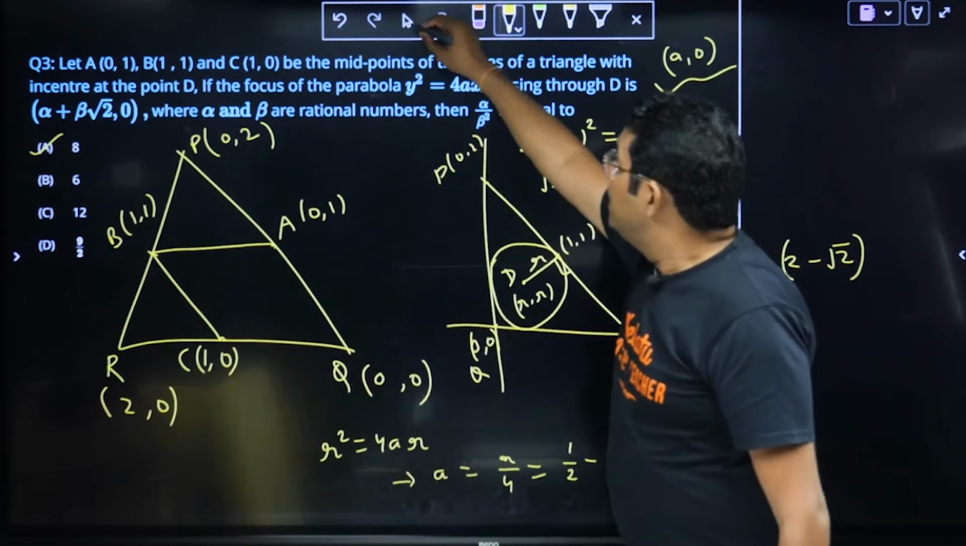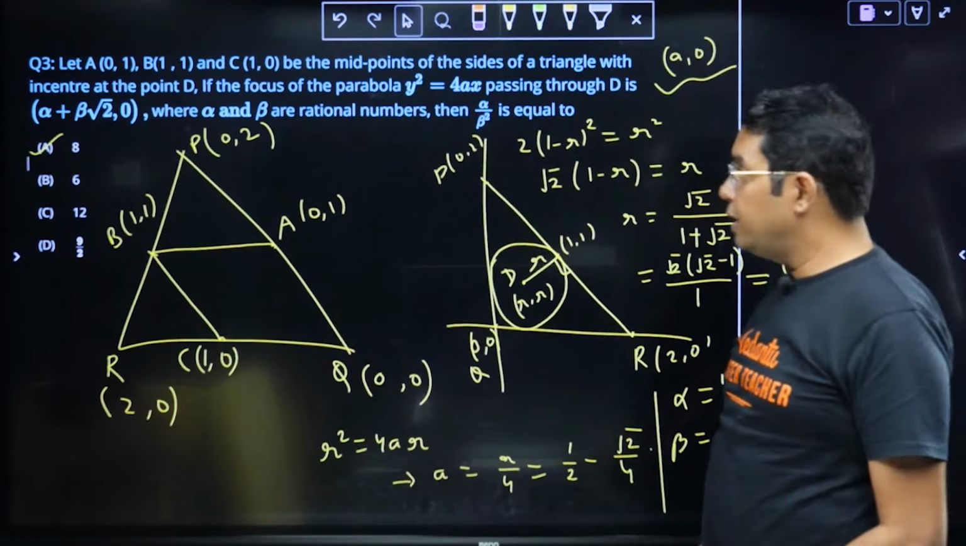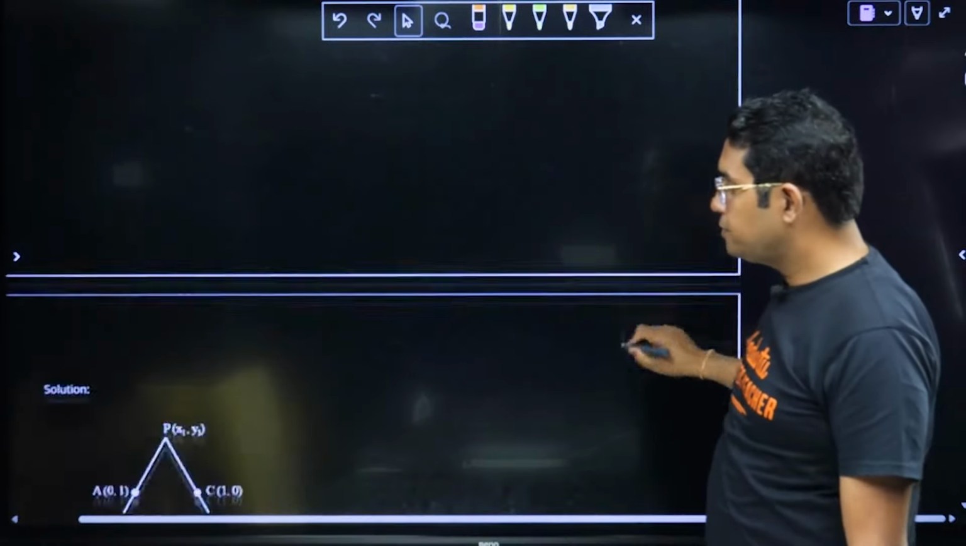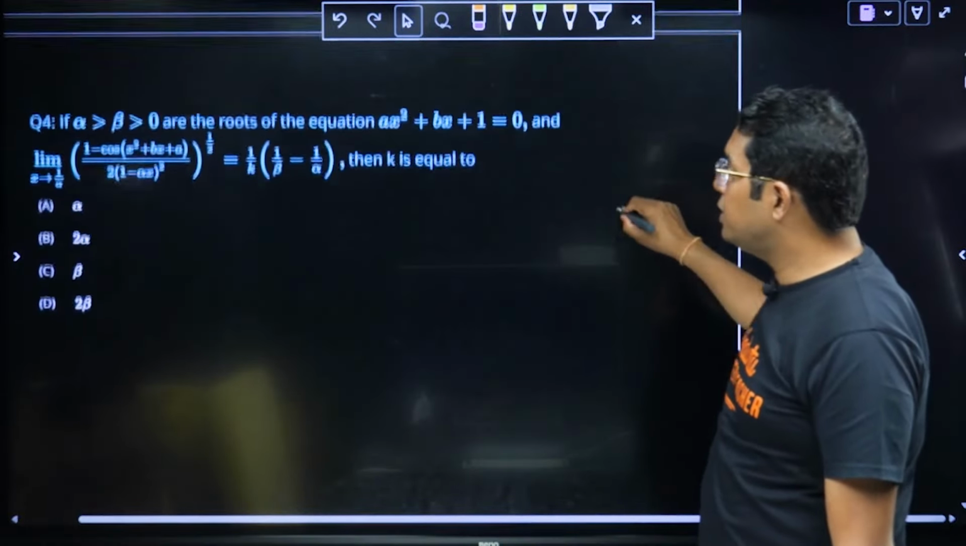Okay. Bit tricky question because too many informations are given in this question. So calculation is there, I think. Answer is 8. Coming to the next question, number 4.